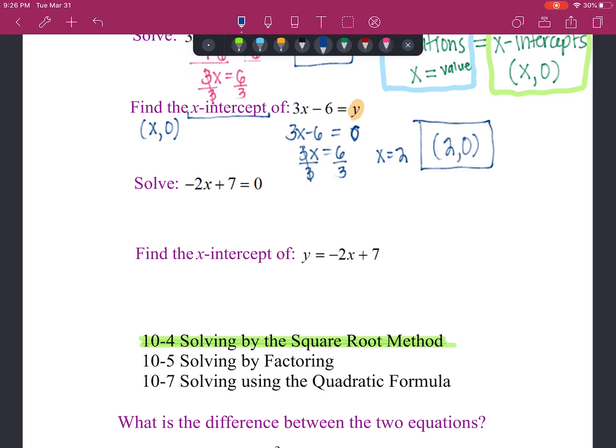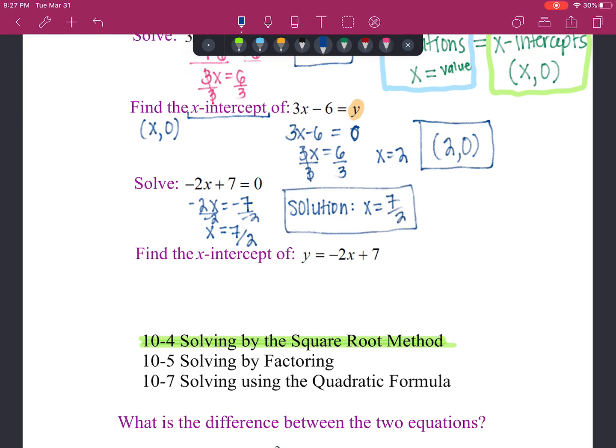So let's try this one. Solve negative 2x plus 7 equals 0. We'll subtract 7 from both sides, and then we'll divide by negative 2. So dividing by negative 2 gives us x equals 7 over 2. So the solution is x equals 7 over 2. I'm going to box that.